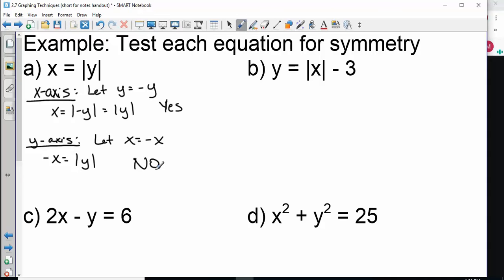I'm probably not going to do all of these. I'm going to jump around and do a few of them. Let's do maybe C and D, and then we'll do more if we need to.